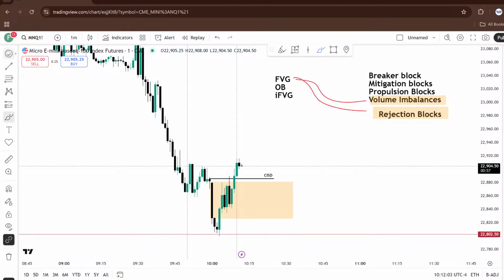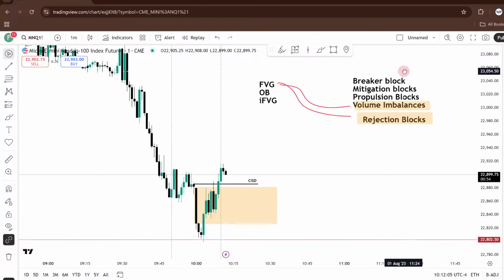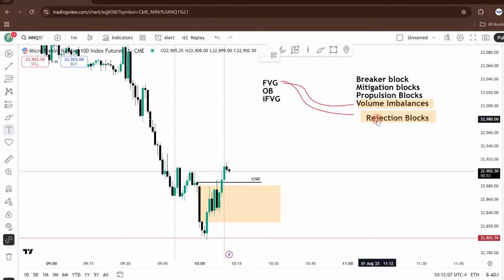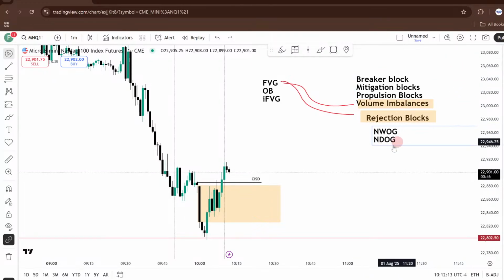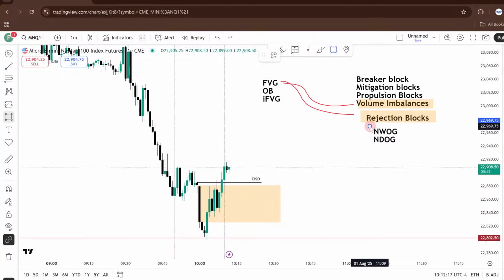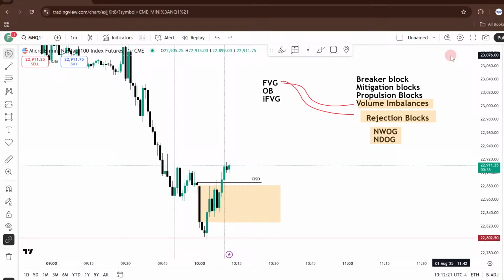It's no different. And you know what else is the same as a fair value gap to me? New week opening gap and new day opening gap. It's the same thing. The reason I say it's the same is because we're looking for price to find support or resistance at these areas. Does that make sense? That's it. And if we're looking for that, that's all we need to see.